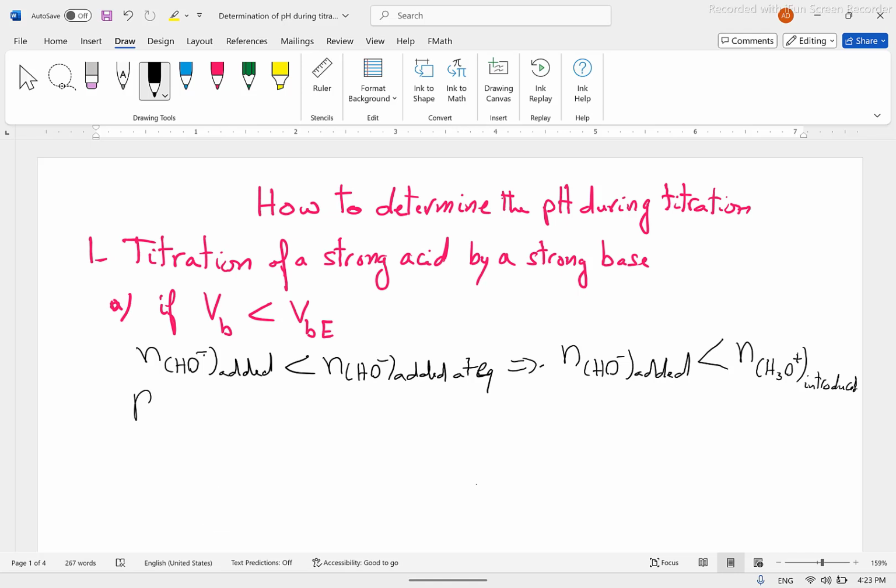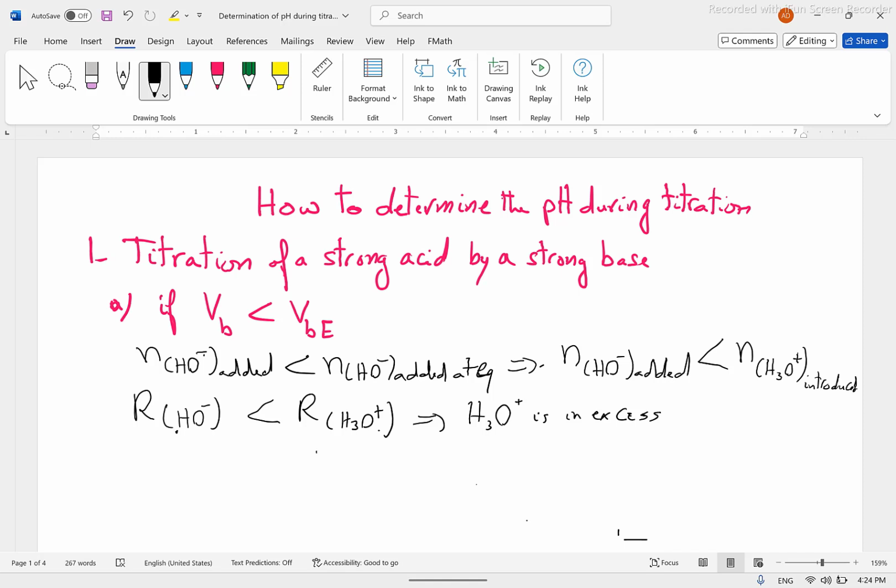Therefore, the ratio of HO-, which is the number of moles of HO- over 1, is less than the ratio of H3O+, and therefore H3O+ is in excess. Then the medium in the beaker is acidic. We need to determine the concentration of H3O+ left in the beaker to determine the pH.